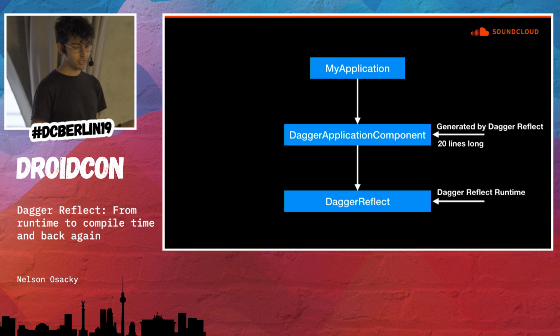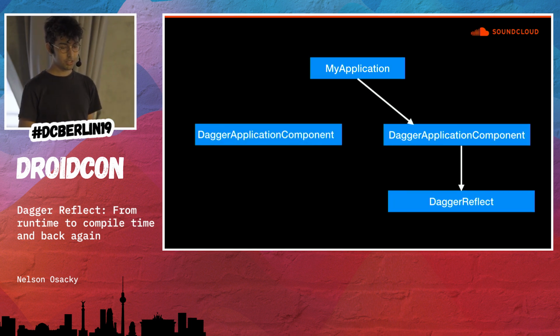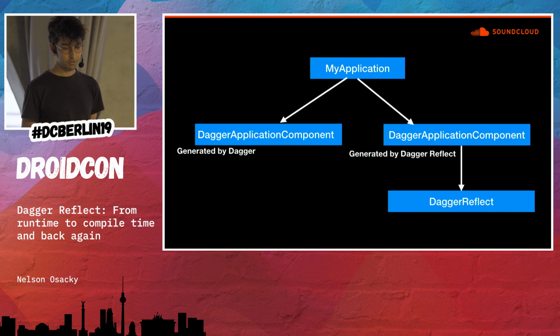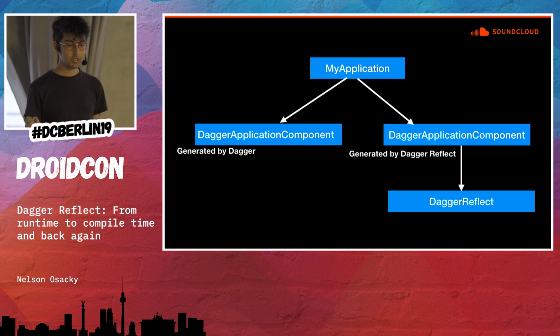So instead of pointing to all that generated code, it points to the Dagger Reflect runtime. And so you can build a switch, which is what we did, where sometimes you can use the Dagger application component, sometimes you can use the Dagger Reflect application component. And that way, what your app sees is exactly the same. It's just that sometimes you're using the generated code, sometimes you're using reflection.